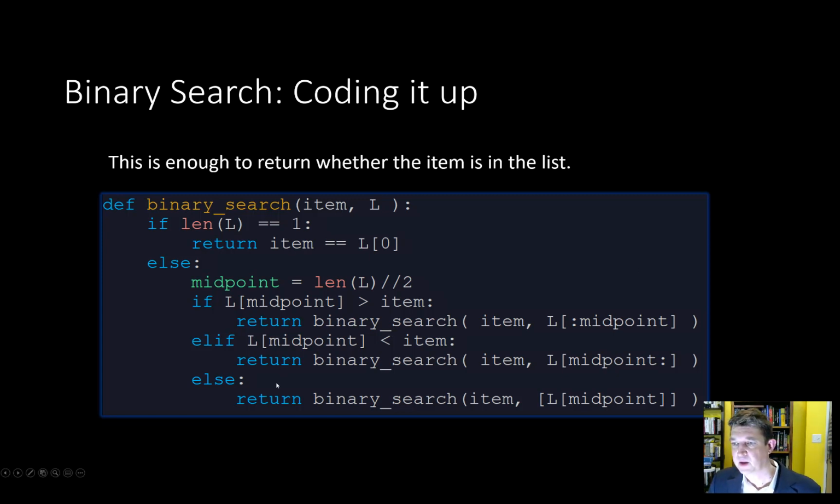All right. And then the final case where the item we're looking for is not bigger or smaller than the item at the midpoint, then either we're done because it's not in the list at all, or that element is the item we're looking for. All right.